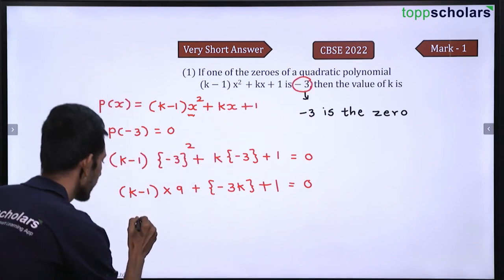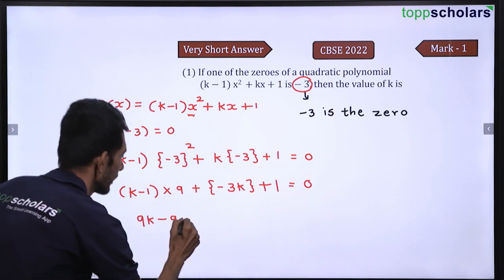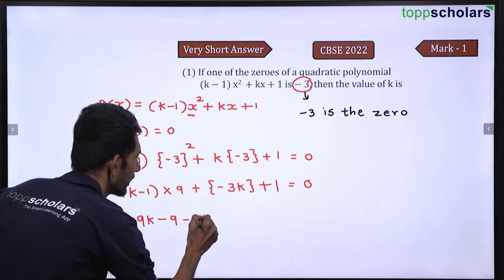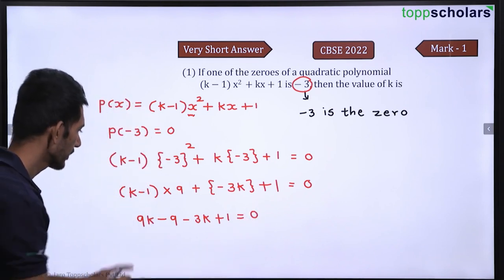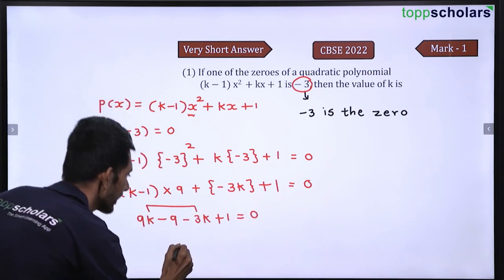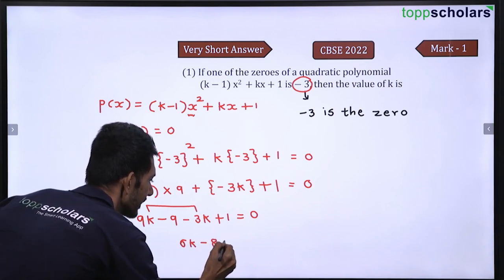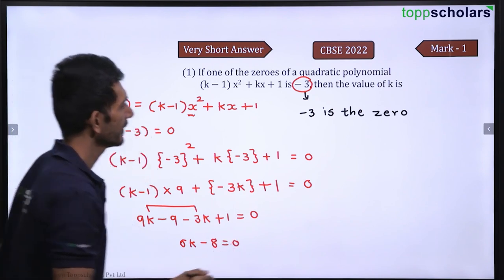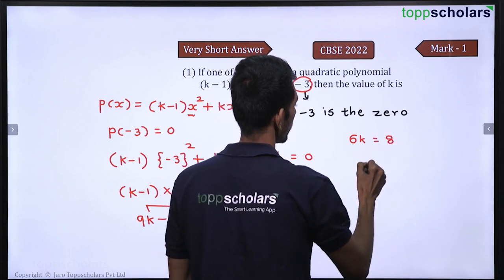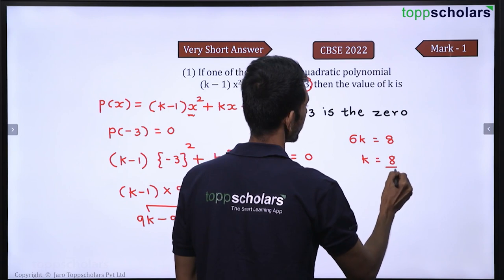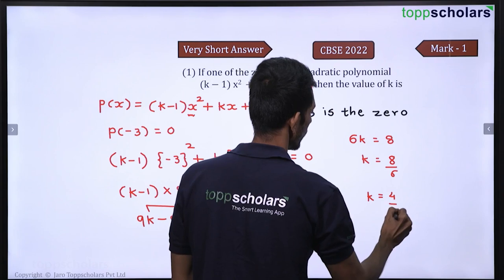So further you get 9k minus 9 minus 3k plus 1 is equal to 0. Correct? So 9k minus 3k is 6k minus 8 is equal to 0. That is 6k is equal to 8. So k is equal to 8 by 6. So can I say k will be equal to 4 by 3.